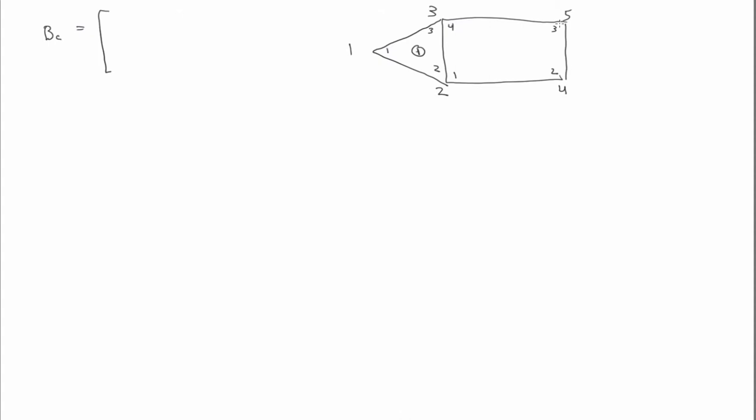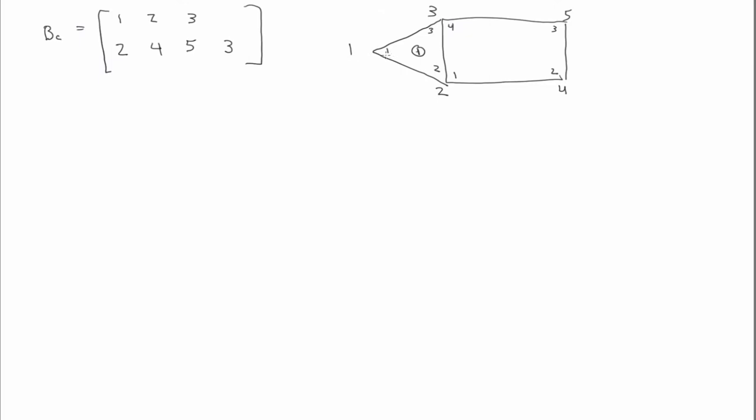So for this problem, the connectivity array is going to look like this. 1, 2, 3, 2, 4, 5, 3. The row is the element number. The first row corresponds to the first element, the second row corresponds to the second element. The column corresponds to the local coordinate system. So first row, first column would be node 1 of the first element, which has global node number what?